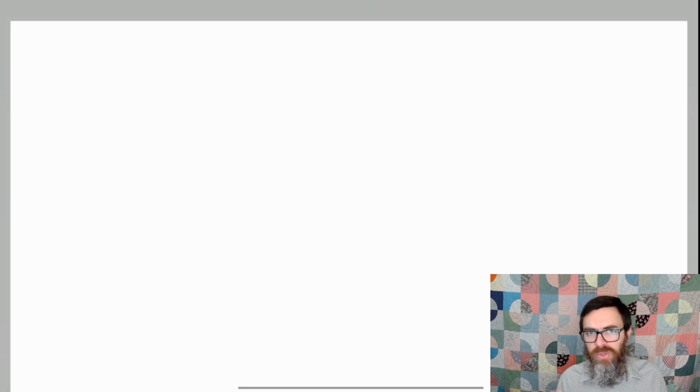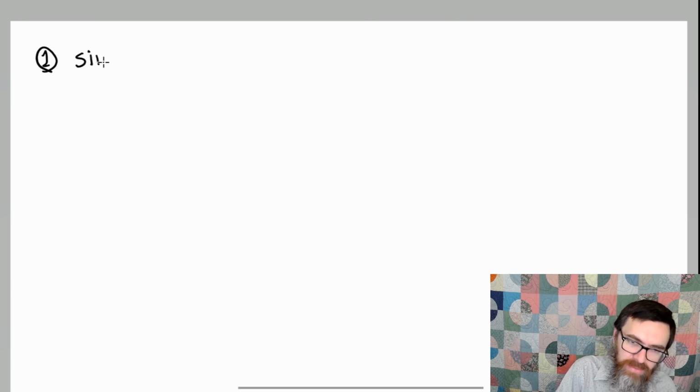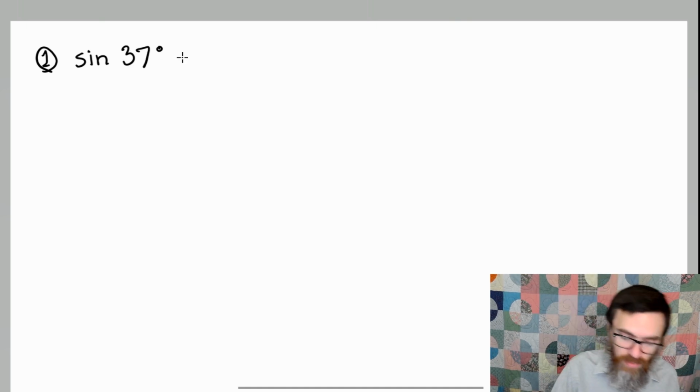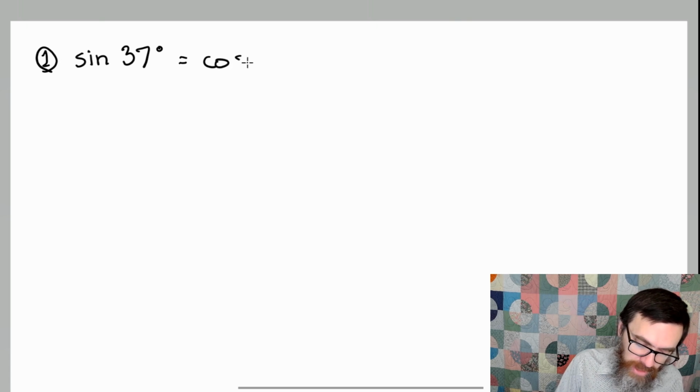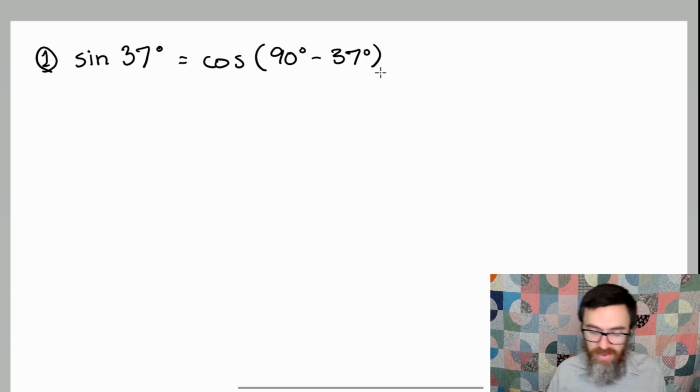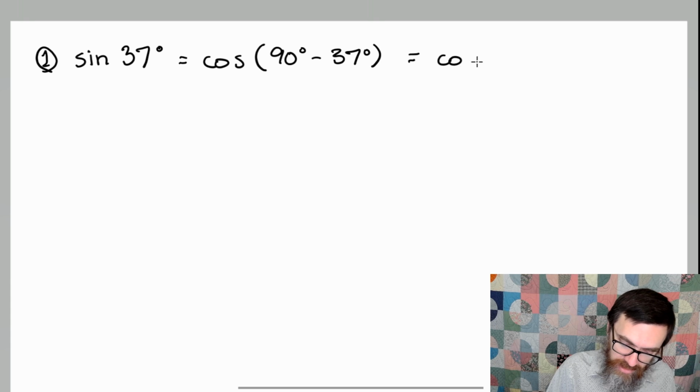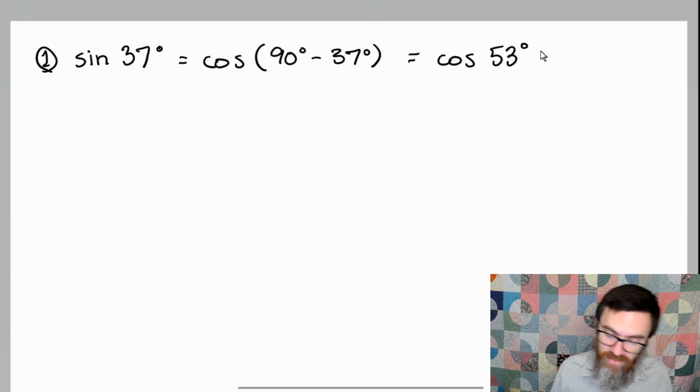In this video, we want to use the cofunction identities to rewrite some examples to see what they look like in terms of their cofunctions. So let's start with this first one. If we have the sine of 37 degrees, based on the cofunction identities that we just talked about, this would be equal to the cosine of the complement. Now remember, angles are complementary if their sum is 90 degrees. So this means that the sine of 37 degrees is the cosine of 53 degrees.